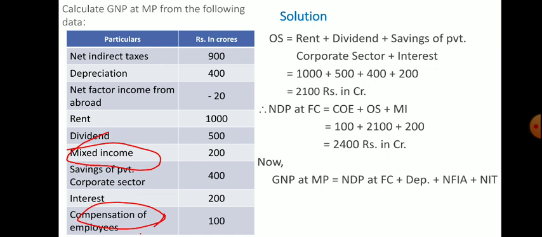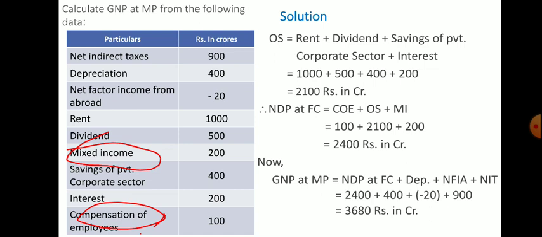Then domestic product is given, actually this is domestic income, so we have to convert it into national product. We are adding NFIA with that. Last of all, factor cost is given, so we have to convert it into market price. So we are adding NIT, net indirect tax, with that. The values of all these components are given, so putting the values, what will we get? GNP at MP is equal to 3680 rupees in crores.